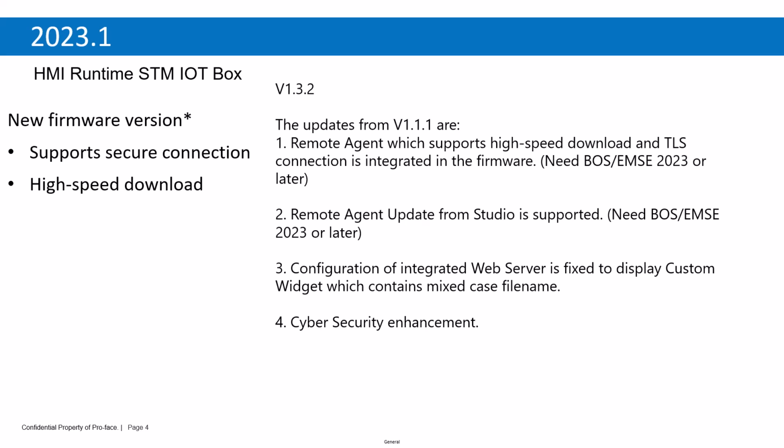Starting off, what we're going to talk about is the new firmware for the HMI runtime IoT box. Currently we are on a lower version than the one that is going to get released here. The version currently is 1.1.1, and there'll be a new version. I don't have the version number in here right now. The main thing is it's supporting a secure connection, so that is going to be a big change from 2023 and even 2020. Currently, the firmware that's released does not have a secure connection. Another huge part is the higher speed download.